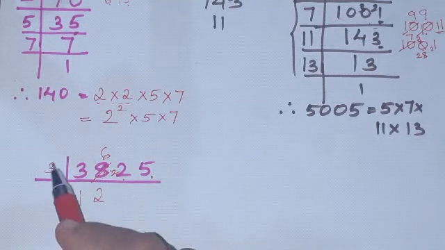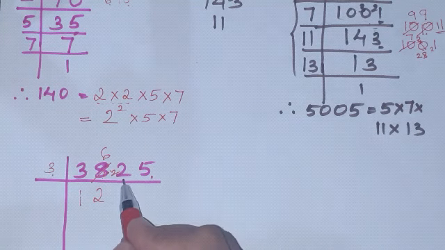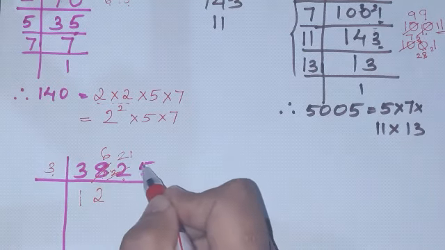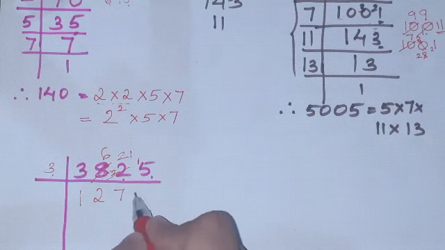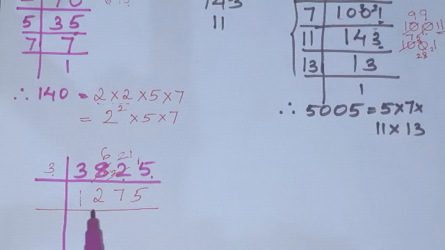Now 22 is not there in 3's table, but the number preceding 22, that is 21, is there. So I'm going to make this number 21 and give that carry to this number. So 3 7's are 21 and 3 5's are 15, correct? Now again we get this number, that is 1275.